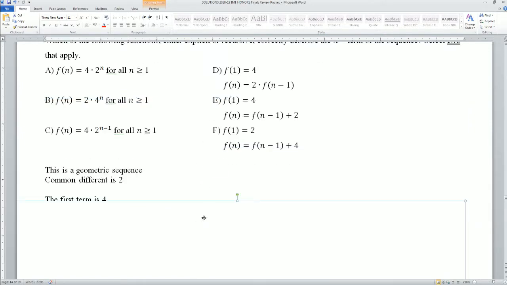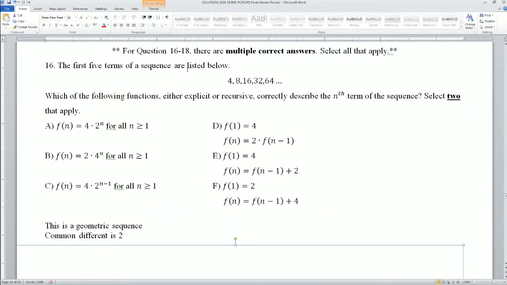Okay, so yes, it is a geometric sequence because from 4 to 8 you multiply by 2, from 8 to 16 you multiply by 2, from 16 to 32 you're multiplying by 2, and 32 to 64 you're multiplying by 2. This is not arithmetic. You cannot go up adding something. From 4 to 8 you add 4, from 8 to 16 you add 8, from 16 to 32 you're adding 16, from 32 to 64 you're adding 32. So do you see, you cannot add, you have to multiply.